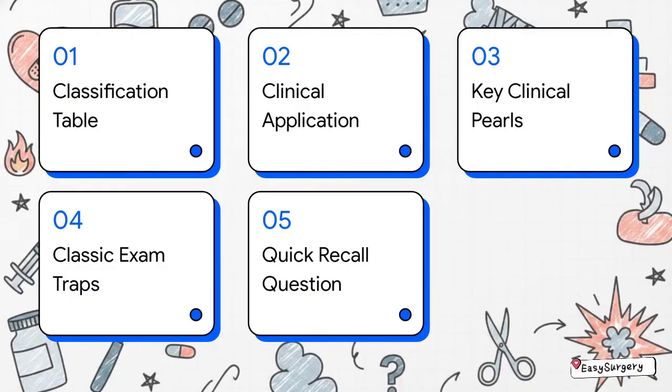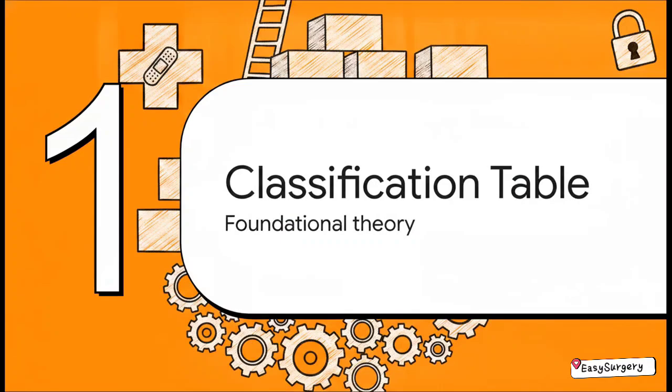We've got a super focused roadmap today for rapid memorization. We're going to hit the classification table, its clinical application, some key memory pearls, those classic exam traps to avoid, and then we'll wrap up with a quick recall test. All right, part one, the Clavien Dindo classification. Let's get the foundational theory and the actual grading system completely locked into your memory.